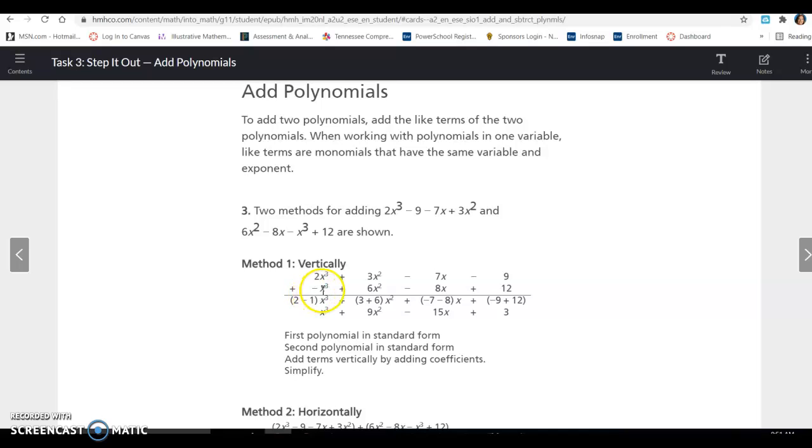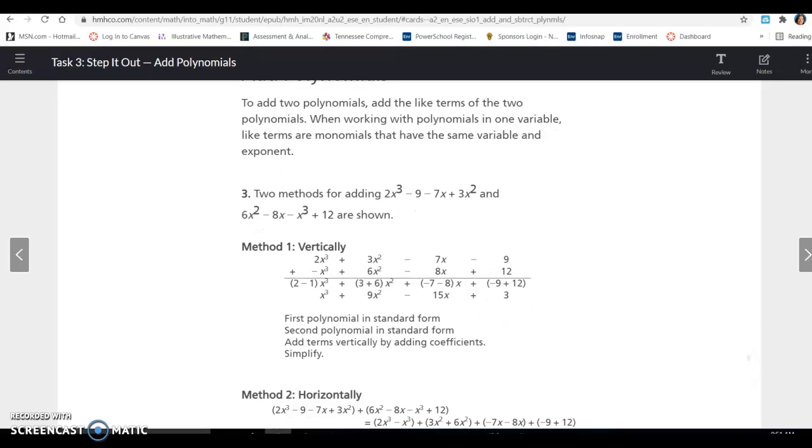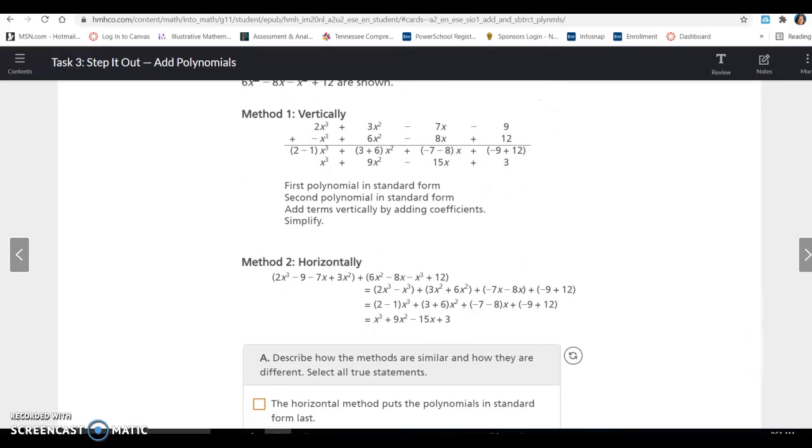So 2 minus 1 is 1x cubed. The variable and exponent do not change. Here we've got 3 plus 6, so 9x squared. Negative 7 minus 8 is negative 15x, and negative 9 plus 12 is 3. So the vertical method, you just put the polynomials in standard form and then add like terms going down, or vertically. It says first polynomial in standard form, second polynomial in standard form, add terms vertically by adding coefficients, then simplify.